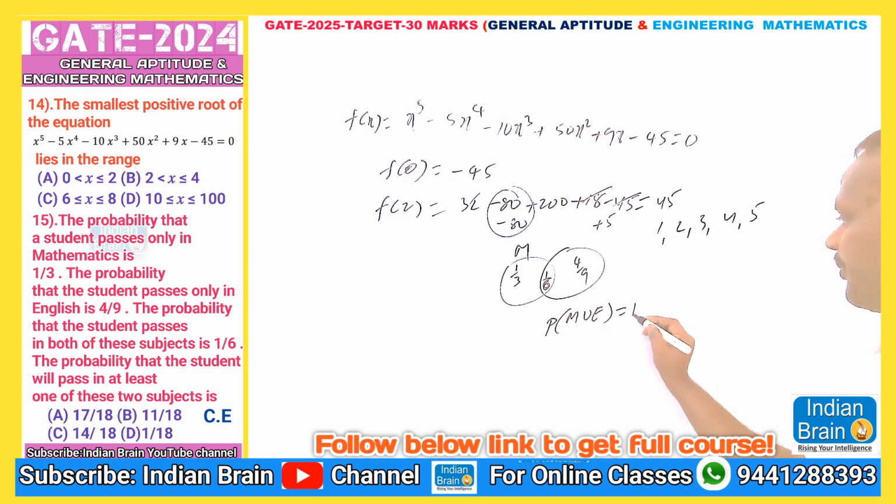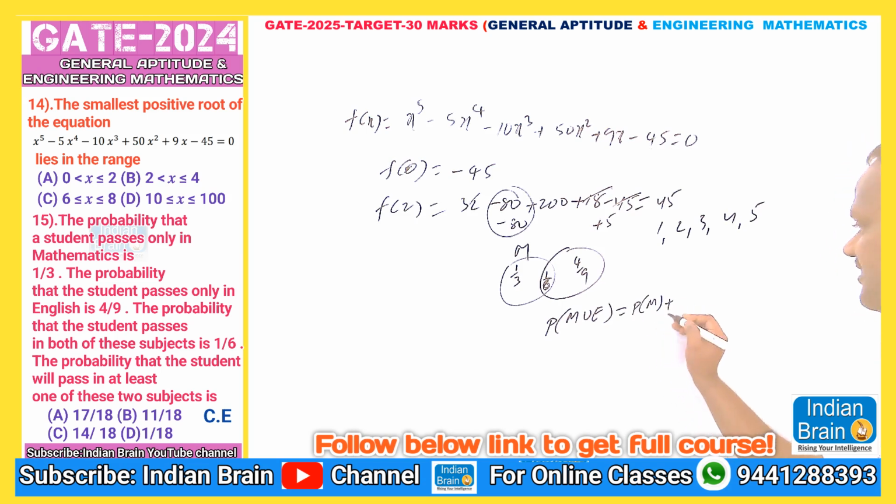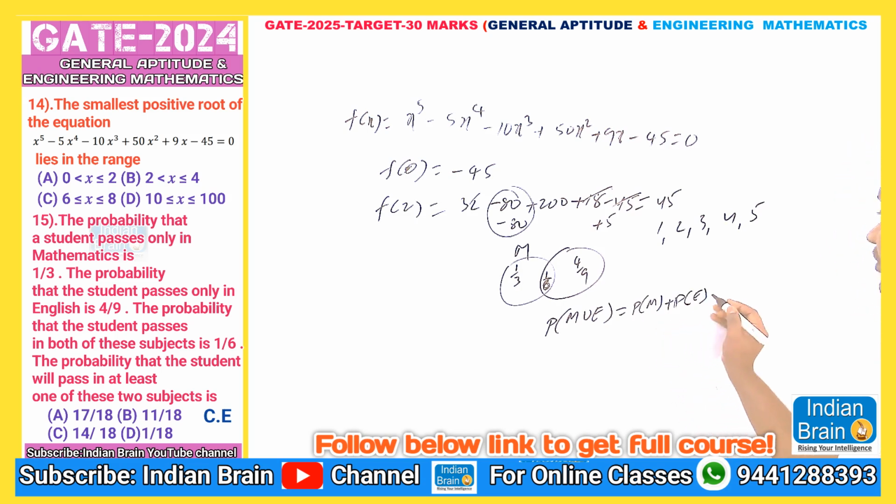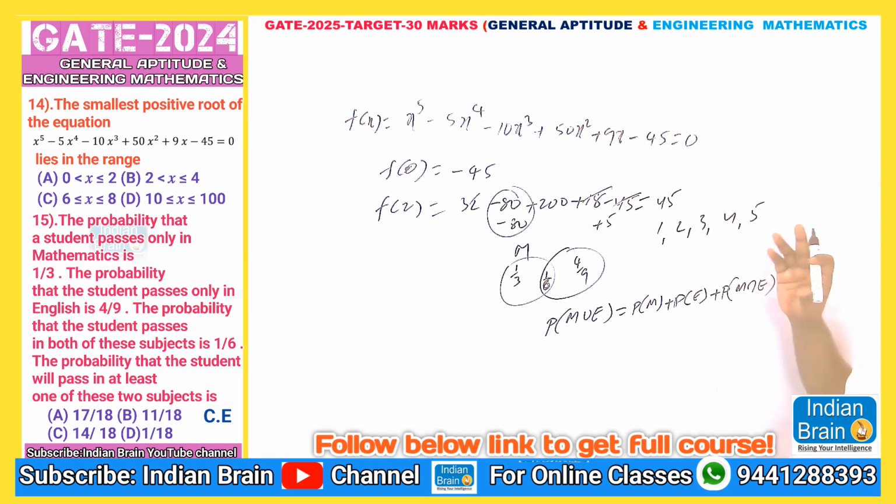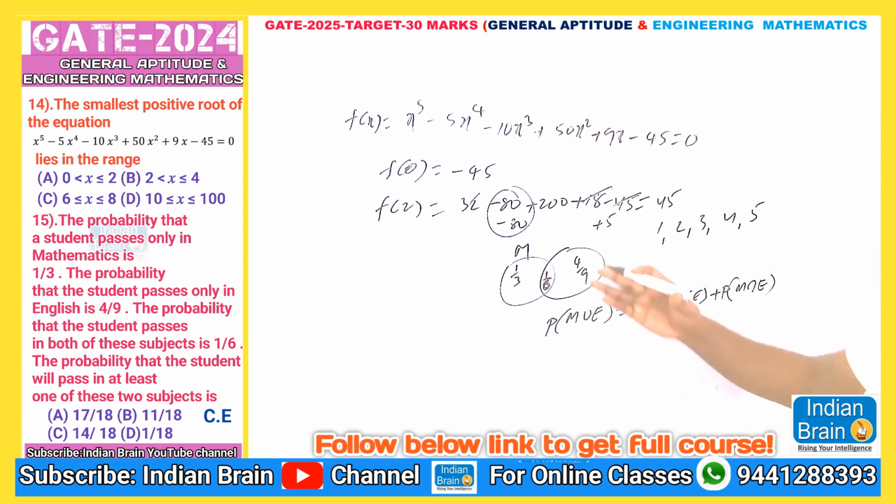Don't confuse. Probability of maths plus probability of English minus probability of maths intersection English. This is a basic concept here. Don't compare with the sets. It is a probability story. So at least one condition, the union condition, will be there for sure.